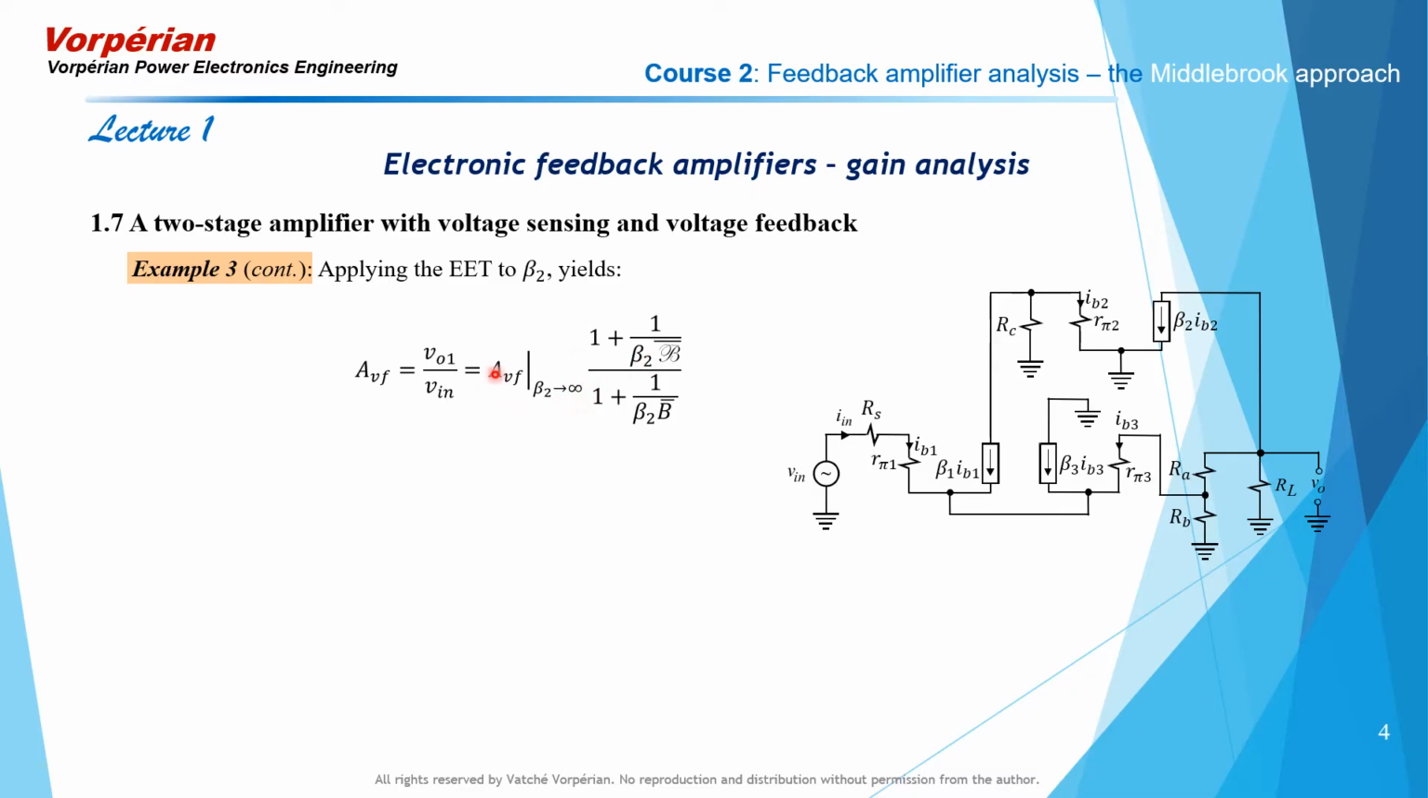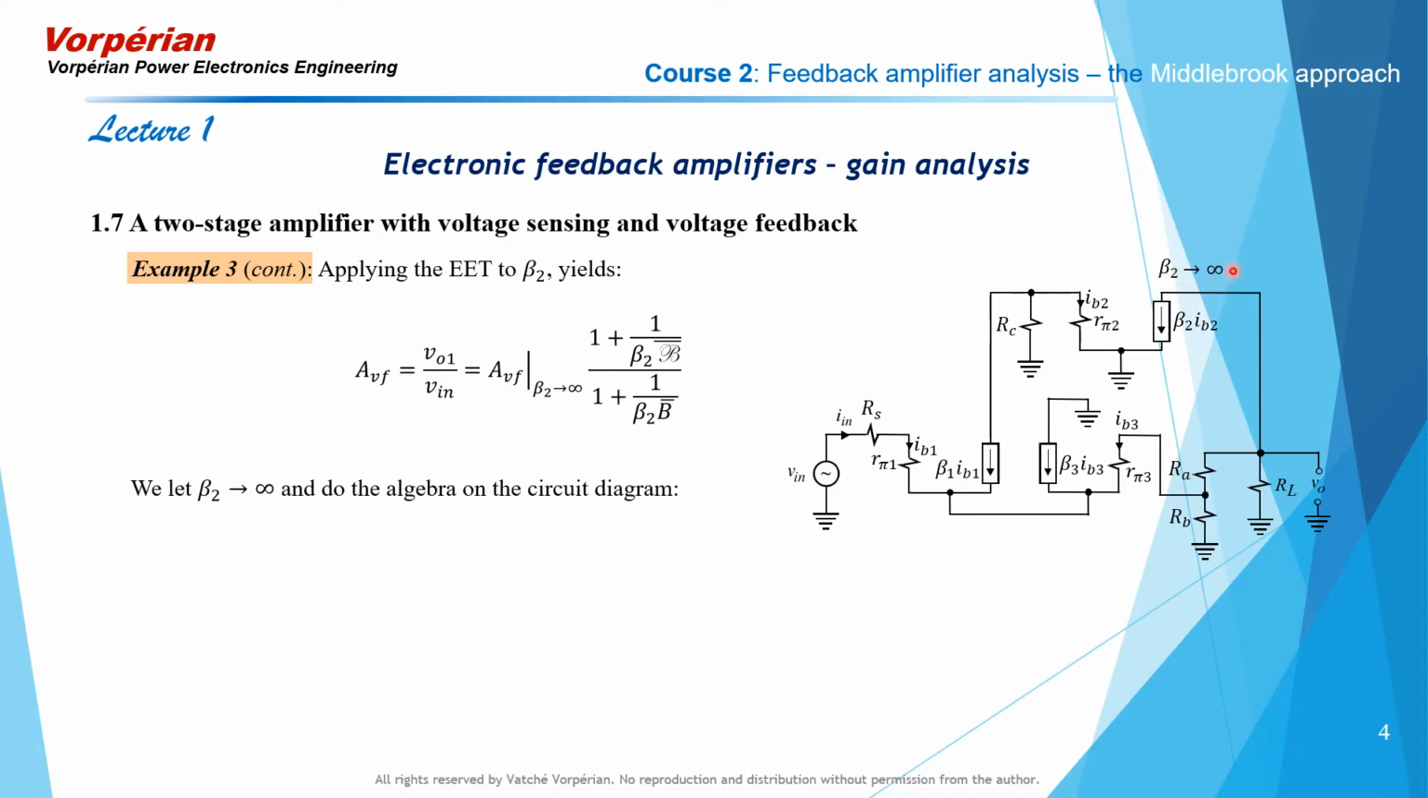Up front, we have the ideal closed loop gain with beta 2 infinity, and we have the correction factor in which we have to determine the null inverse gain with respect to beta 2 and ordinary inverse gain with respect to beta 2. So first, let us determine the ideal closed loop gain, AVF, with beta 2 infinity, and we do that by letting beta 2 go to infinity on the circuit diagram.